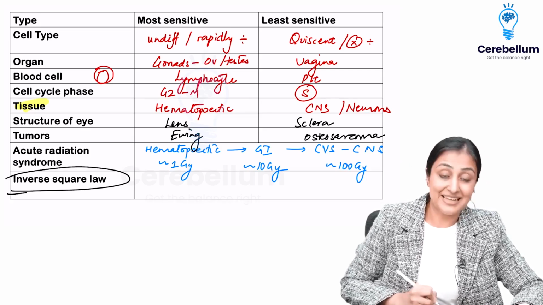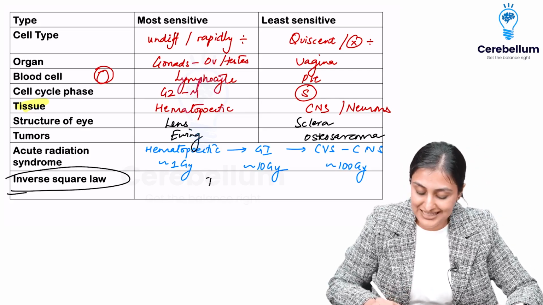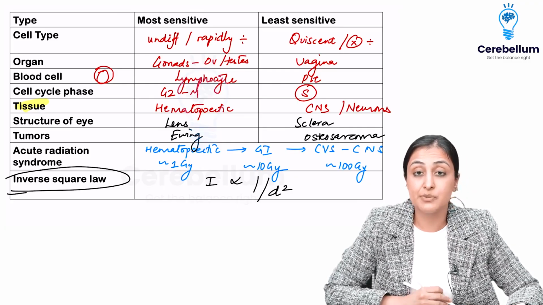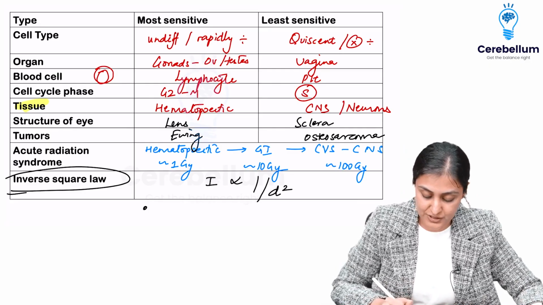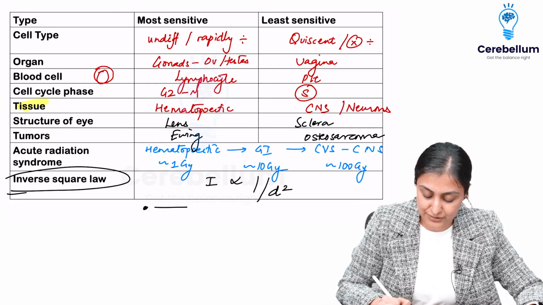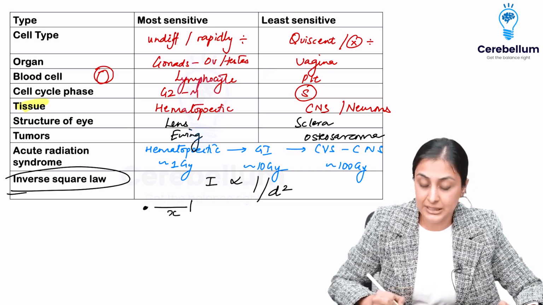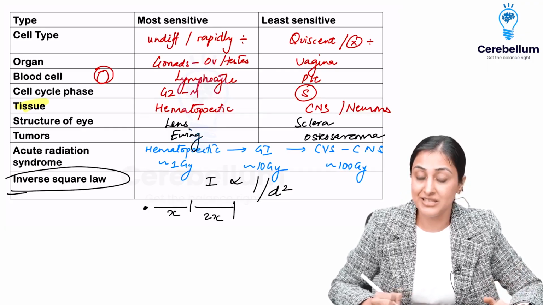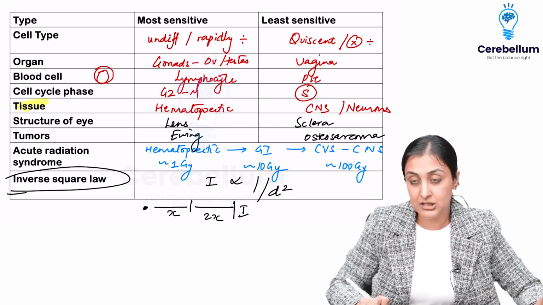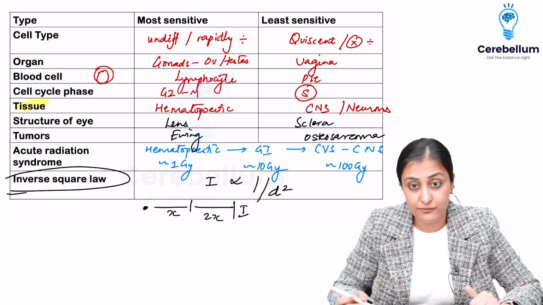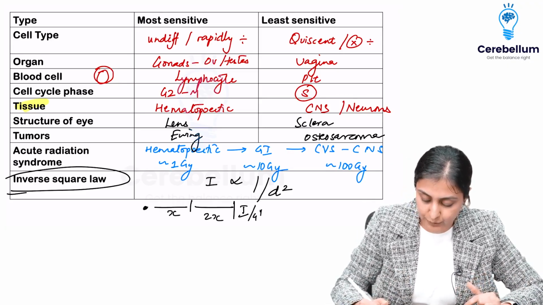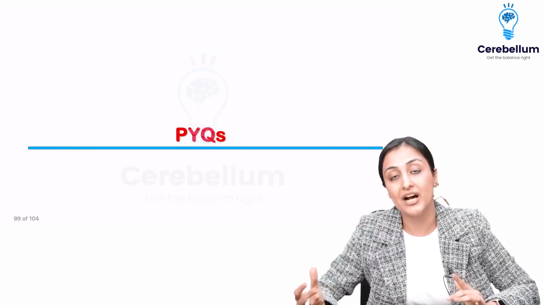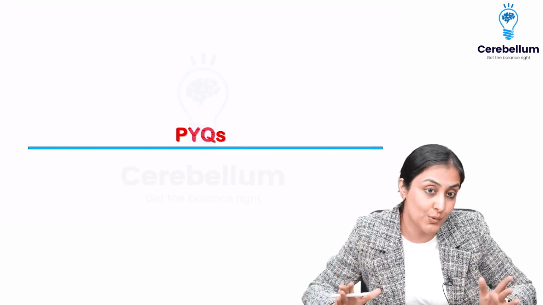The last concept is the inverse square law, very frequently tested. Intensity of radiation is inversely proportional to the square of the distance. For example, if this is the source of radiation, you were initially at position x and now go to position 2x. What will be the intensity? Double, half, 4 times, or 1/4? It will be 1/4, right? So it becomes 1/4. It reduces by a square as you keep going away from the source.